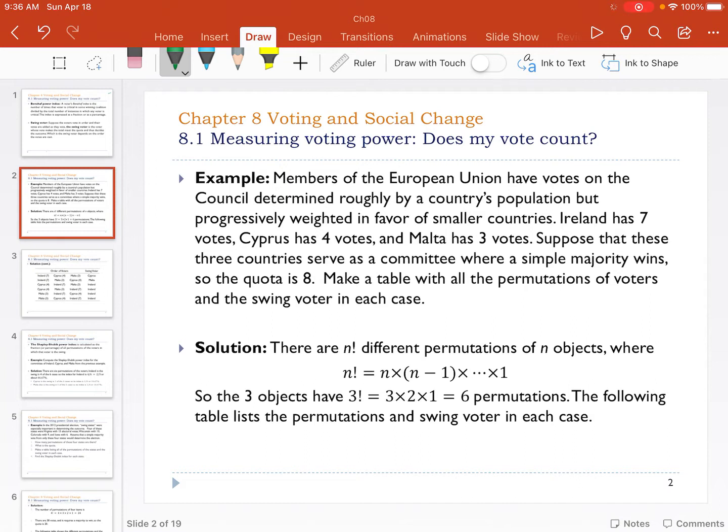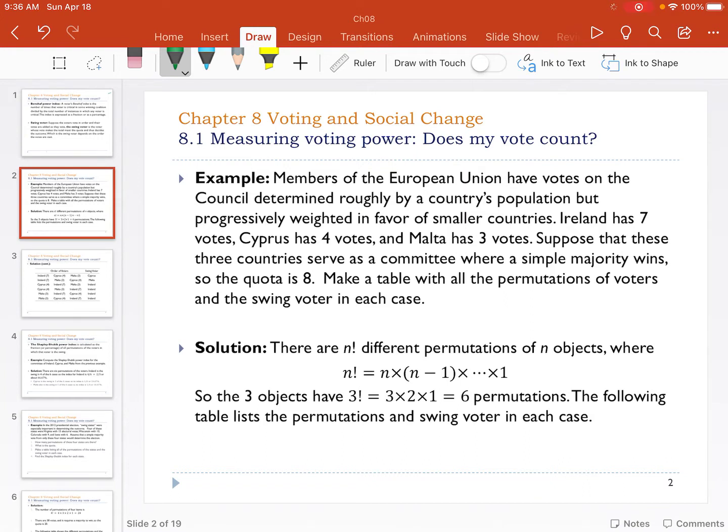Members of the EU have votes on the Council determined roughly by a country's population, but progressively weighted in favor of smaller countries, kind of like America, weighting it a little towards Wyoming and North Dakota. Suppose that these three countries serve as a committee. We're only going to look at these three countries, nothing else in the Union. A simple majority wins, and the quota is 8. Why? Because 7 plus 4 plus 3 is 14. Half of 14 is 7, and more than 7 is 8. Don't go to half votes.